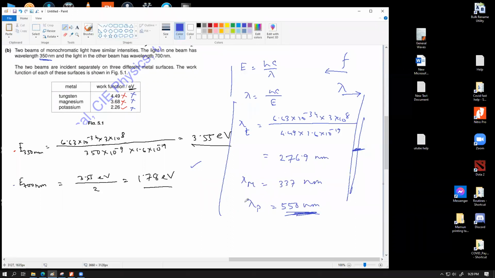So for example, for potassium, if we shine light of 350 nanometer onto this surface, this would give me photoelectric emission because this is smaller. This would not, because the required wavelength for photoelectric emission to start for magnesium is bigger than 350. It's definitely bigger than 700, so I'm not talking about that at all. So magnesium with 350 would not give you photoelectric emission because 350 nanometer photons would not have enough energy to overcome the work function. Similarly for this one as well.